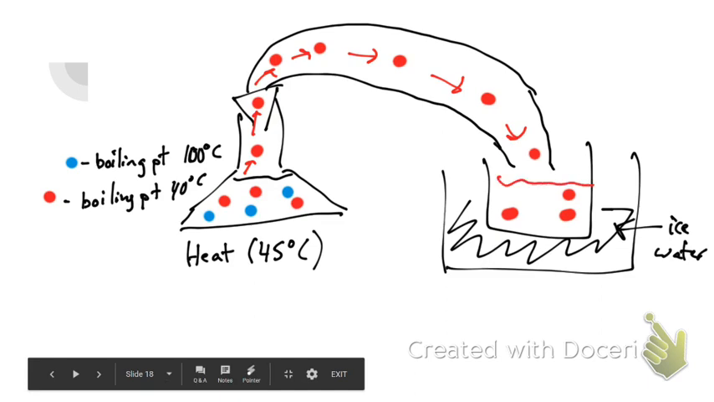Now the ice water is used to condense the gas into the liquid form again. Over time, as you boil it off, the red particles leave in gas form and recondense on the right hand side, and you're just left with blue particles. So now you've separated this mixture into the two components.